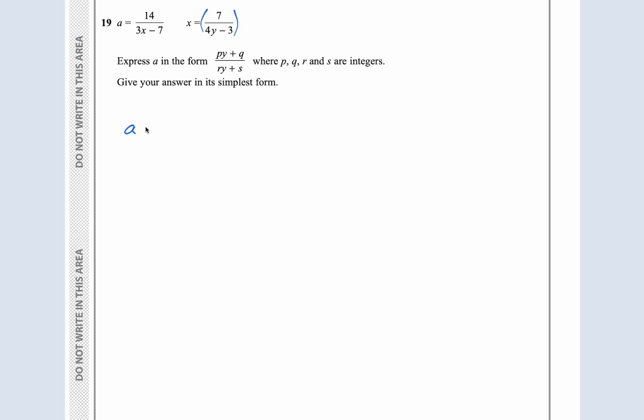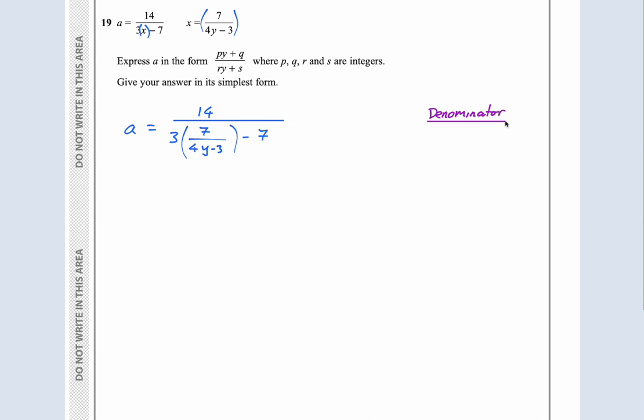So A is equal to, let's do that substitution first. It's 14 over 3 times, now instead of x, I'm putting this, because this is x. So it's 7 over 4y minus 3, close brackets, that's my 3x, and I still have a minus 7. Now that, guys, is obviously not a very nice looking fraction. Now what I'm going to do is, over at the side, simplify this thing here. Let's do it over here. I'm going to call this guy the denominator.